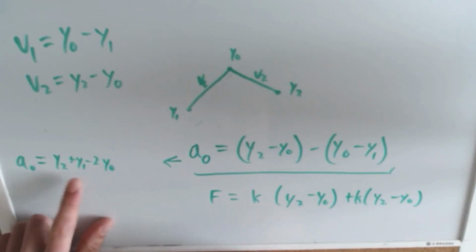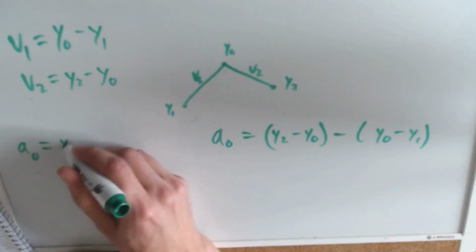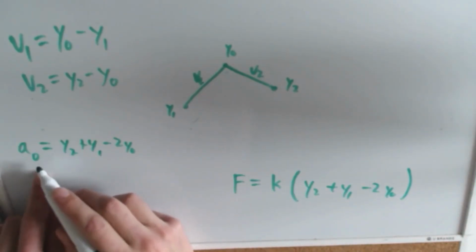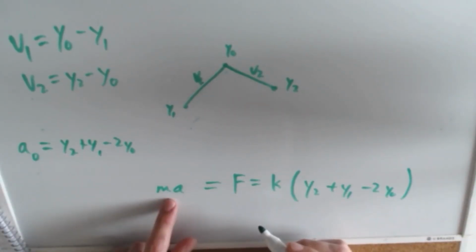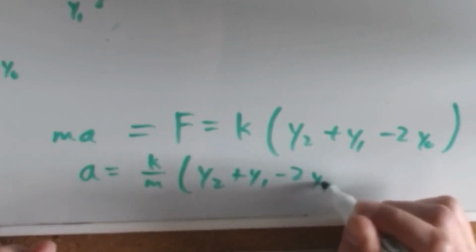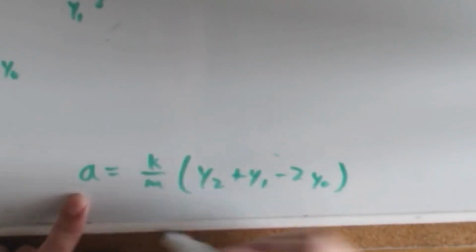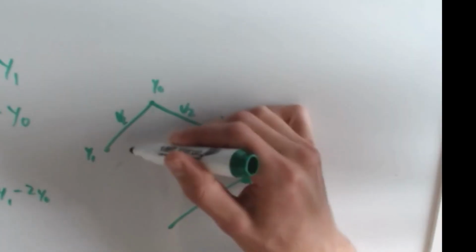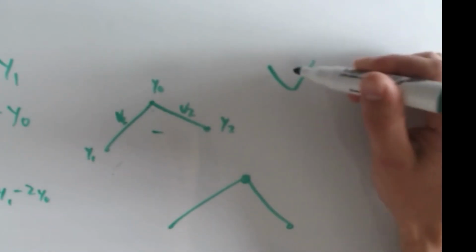So it's y2 plus y1 minus 2y0. Okay, now we can see that this is the same as that. If we say that F is equal to m times a, we can do a is equal to y2 plus y1 minus 2y0. Remember, this a represents the acceleration of a point like this. Remember, this thing represents the curvature. If it goes down, it's negative, and if it goes up, it's positive.